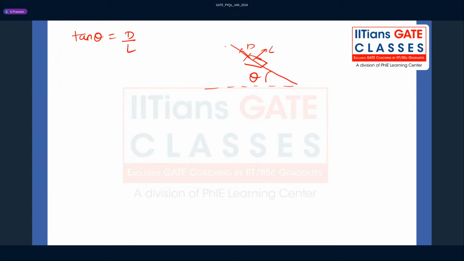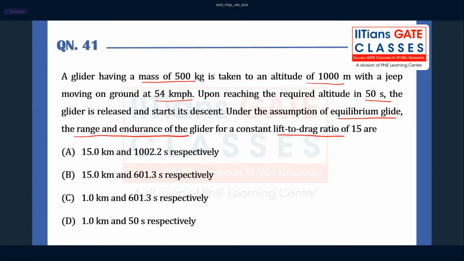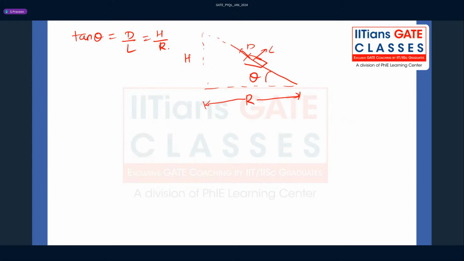So in a sense, this tan theta is nothing but the opposite side by the adjacent side. Let's say the opposite is height, and the adjacent is the range, the distance that it covers. So in a way, I can write this as h by R. What is given is the equilibrium glide angle. So let's write in the velocity. The velocity is 54 kmph.